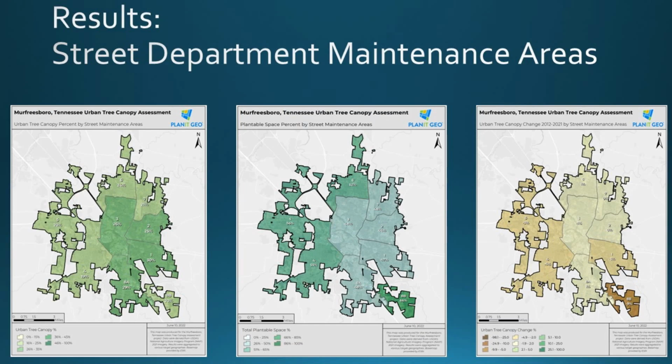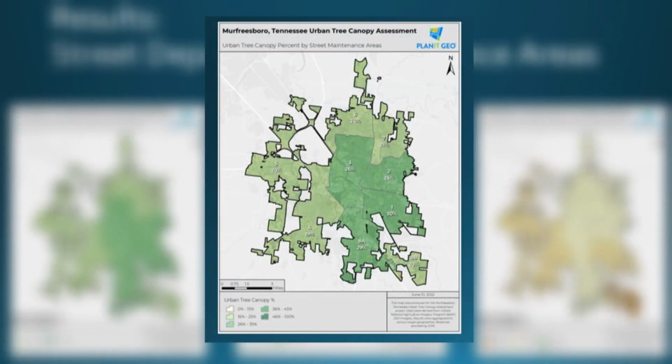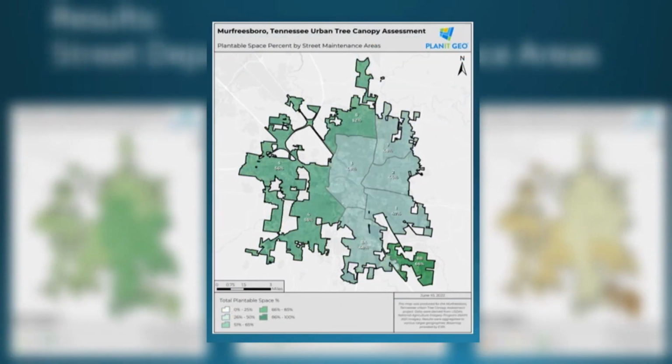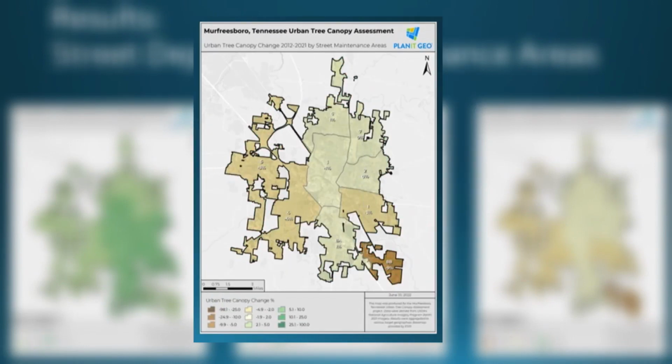So this is our 3 maps. Our first one on the left is our percent canopy. The middle one is potential planting areas, and the right one shows the amount of gain or loss in canopy since 2012.